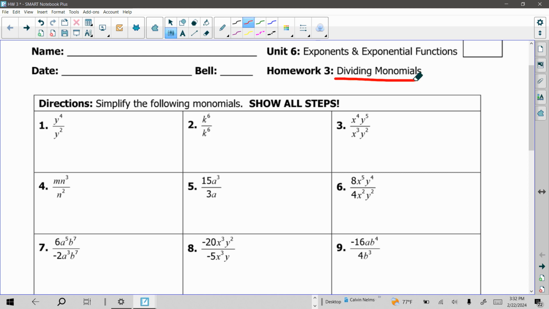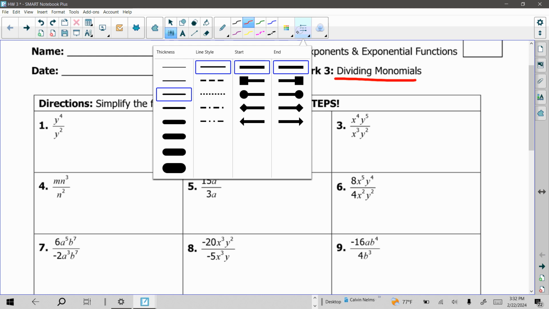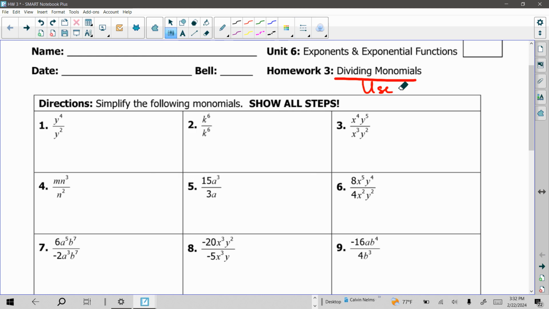So in here, we're going to use the quotient rule. Sorry about that. And that rule tells us that whenever we have like bases, let's say we have x to some exponent and x to another exponent, like bases means we both have x here. Whenever we have like bases, we just subtract the exponents.